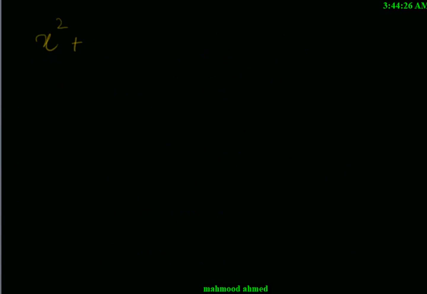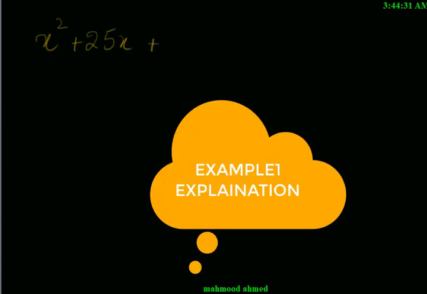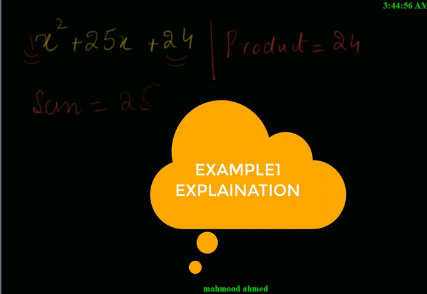As a sample, let's say you have x square plus 25x plus 24. This is a quadratic expression, and there are three terms: x square plus 25x plus 24. It is already written in descending order, and here the product is 1 times 24. So the product is 24 and the sum is the coefficient of the central term, which is 25.